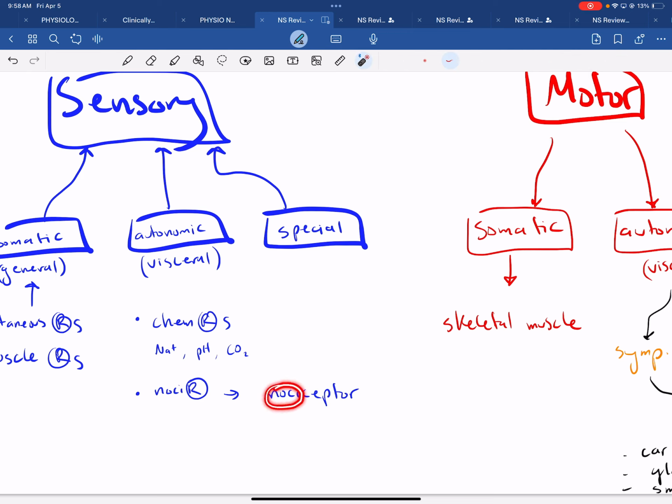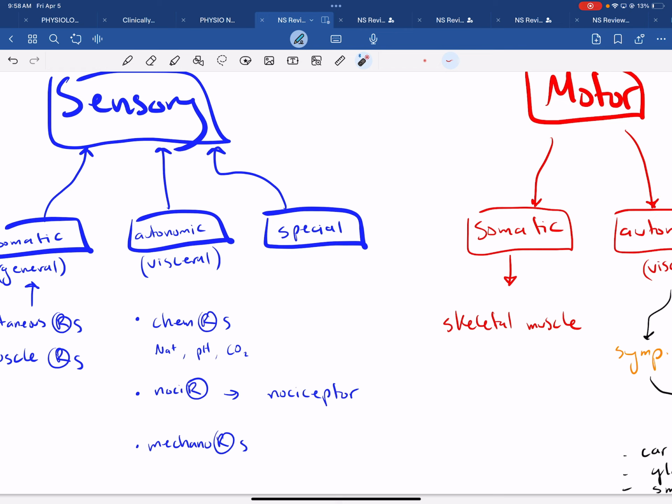So noci is pain, and ceptor is receptor but shortened. So this is the actual name. This is my abbreviation. So a pain receptor, a nociceptor. There's also mechanoreceptors for the degree of tension in the wall of an organ, like your stomach.